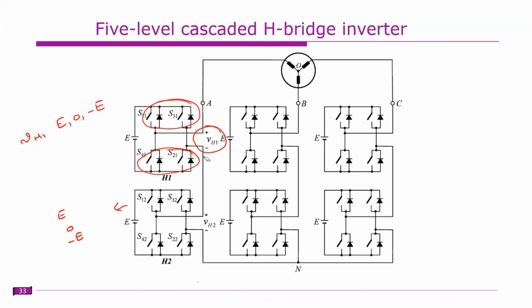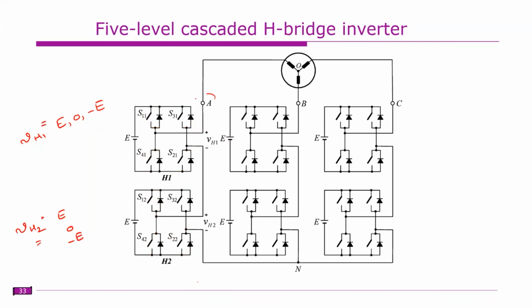Similarly, in the bottom bridge, to obtain positive E voltage, you need to turn on these two. This is for negative voltage. And for 0 voltage, you need to turn on either these two upper switches or these two bottom switches together. So this is VH2, the output of the second bridge.